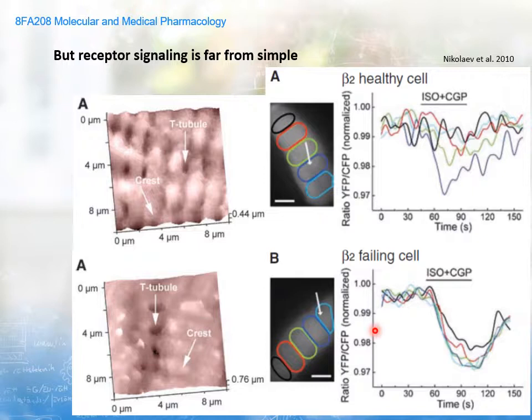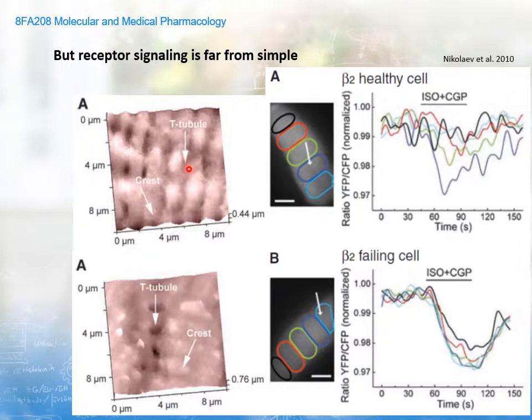Here you go. In A, in the top and in the bottom side, you have basically the differences at three levels, or in different aspects of receptor signaling. What you see in the top part is basically what happens with healthy cells. The picture on the left side is taken with atomic force microscopy, in which you see the structure of the cell surface, and you see a regularity pattern which is associated with the presence of T-tubules.